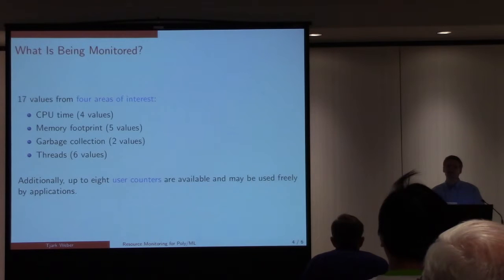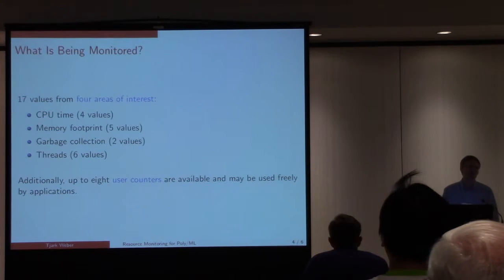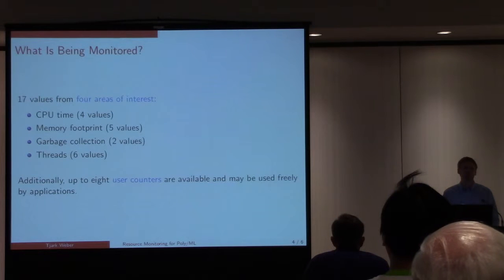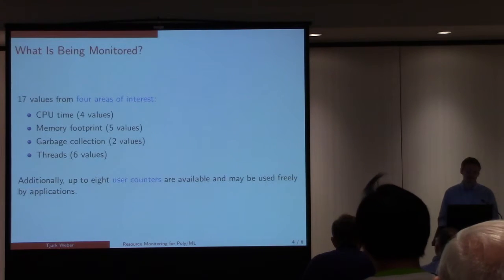On top of that, there are 8 user counters. These are just integer values. If you're writing an ML application and you know you'll be running this on Poly ML, you can set these user counters to whatever values you want in your application. Maybe you have a task pool that you want to monitor, and so you could use a counter to keep track of the size of your task pool, or whatever else it may be.